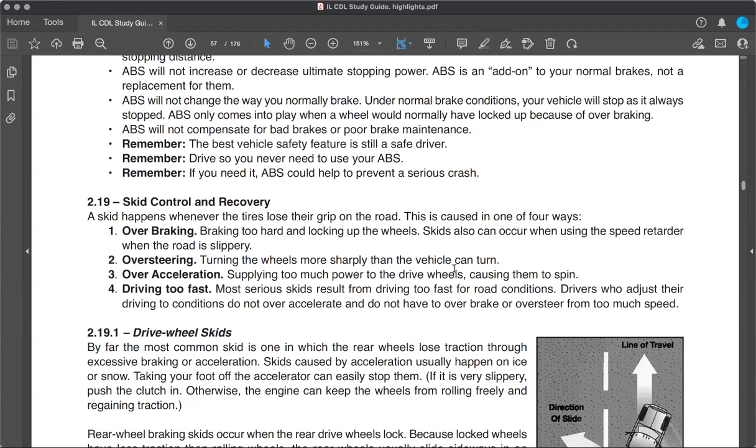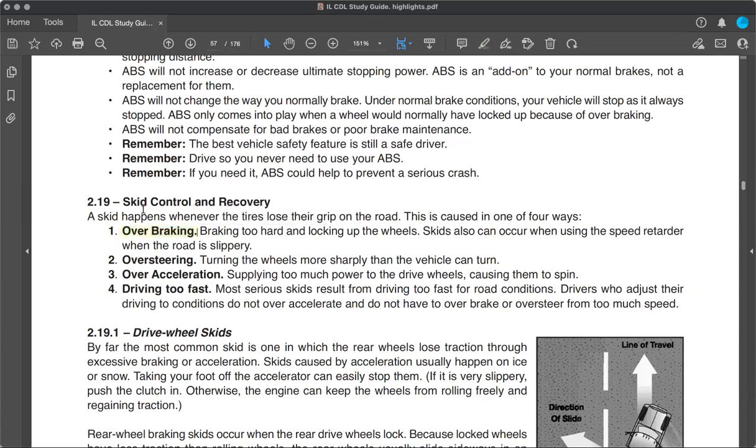And so 2.19 talks about when a skid happens. Essentially it means that the tires have lost their grip on the road. Another word for that is traction. So make sure you understand that traction and tires losing their grip are the same thing, because the test may word it differently. Okay. When your tires lose grip and you start to skid, it says this is caused in one of 4 ways. So these are the 4 ways in which you may cause a skid.